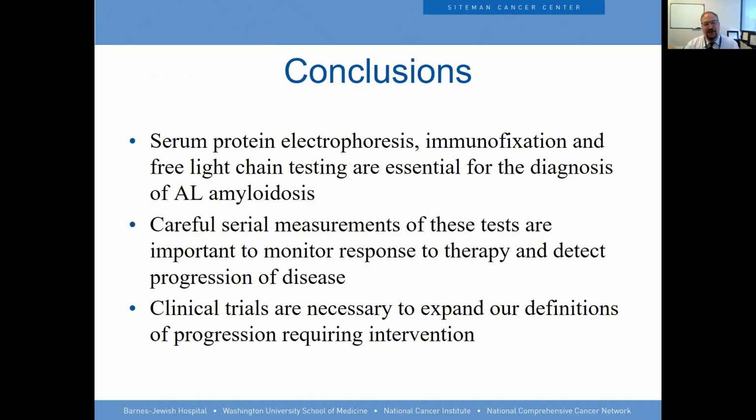So again, I apologize for the problems with audio. I'll answer any questions that I might have missed, but I hope I gave you a better understanding of the testing we use in patients with monoclonal gammopathy such as AL amyloid, and the need to do this testing, which should be a protein electrophoresis, immunofixation, and free light chain, in order to help diagnose these patients and to follow patients on therapy. And most importantly, clinical trials are necessary to help us expand our definitions of progression requiring intervention.